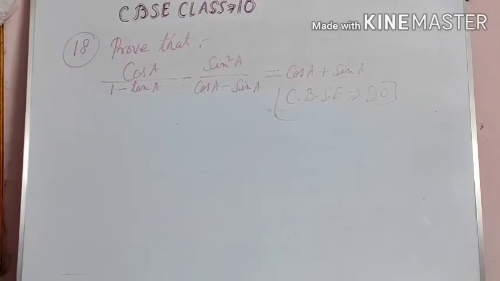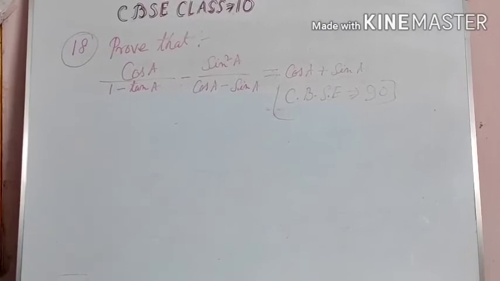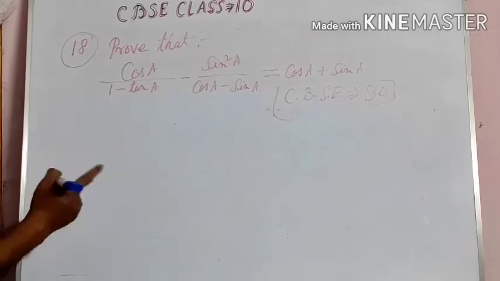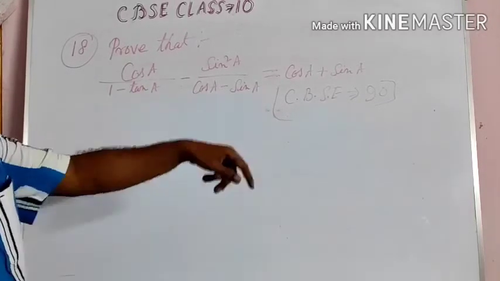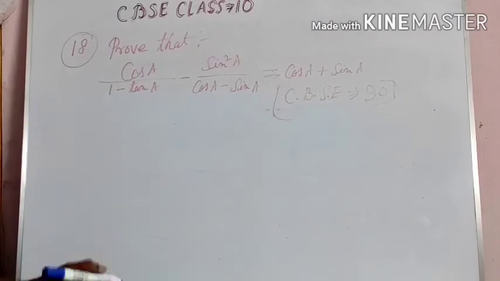CBSE class 10 question number 18. Prove that cos a by 1 minus tan a minus sin square a by cos a minus sin a is equal to cos a plus sin a. This question has come from CBSE in the year 1990. So very important question.